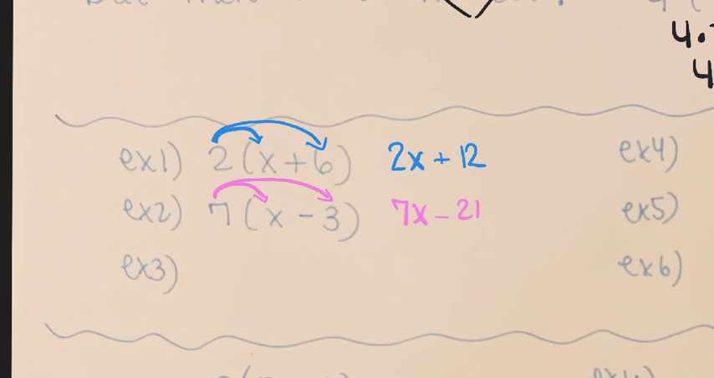All right, example 3. 4 parentheses, x minus 9. This time the video is going to stop, and it's going to ask you to type in your answer. You should also write your answer on your notes so that you can go back and look at the right answers later. All right, the correct answer was 4x minus 36.